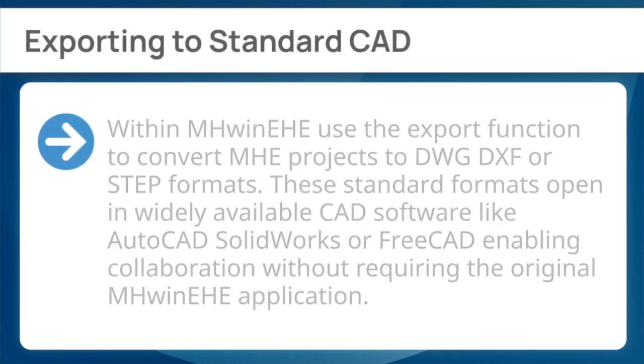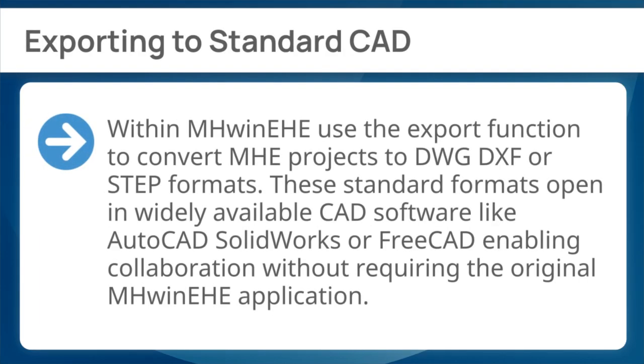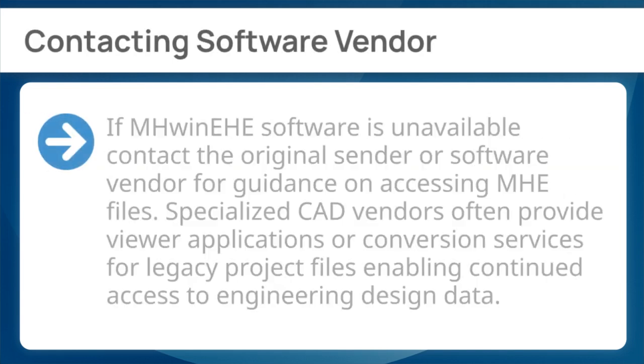Next, exporting to standard CAD. Within MHwinEHE, use the export function to convert MHE projects to DWG, DXF, or STEP formats. These standard formats open in widely available CAD software, like AutoCAD, SolidWorks, or FreeCAD, enabling collaboration without requiring the original MHwinEHE application. Finally, contacting software vendor.